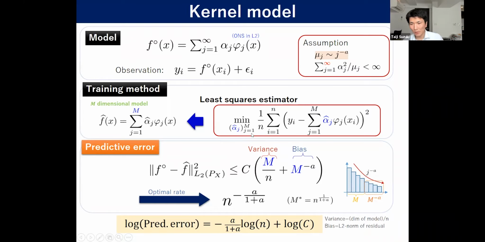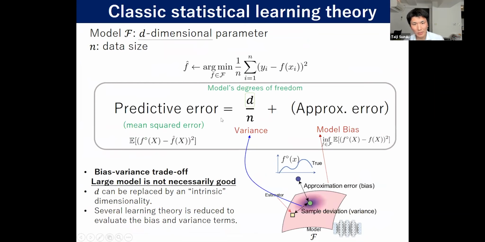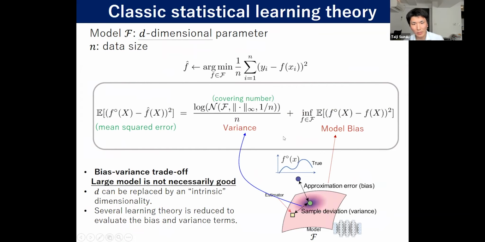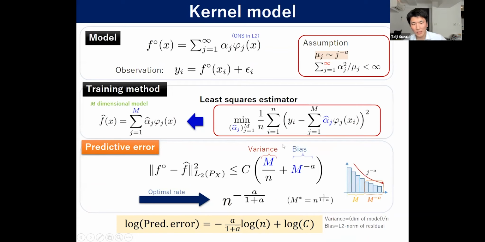Okay, so this is just an ordinary least squares estimator. By applying this classic learning theory, roughly speaking, we have this bound of the predictive error. The predictive error is roughly bounded by the bias and the variance. The variance is obtained by the dimensionality of the model divided by sample size. And through some calculations, you can show the bias is like m^(-2a).